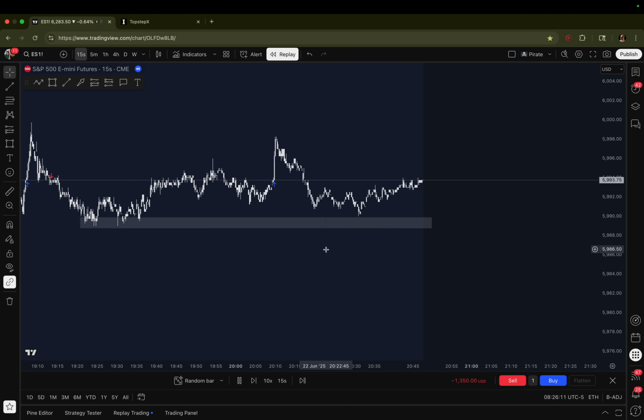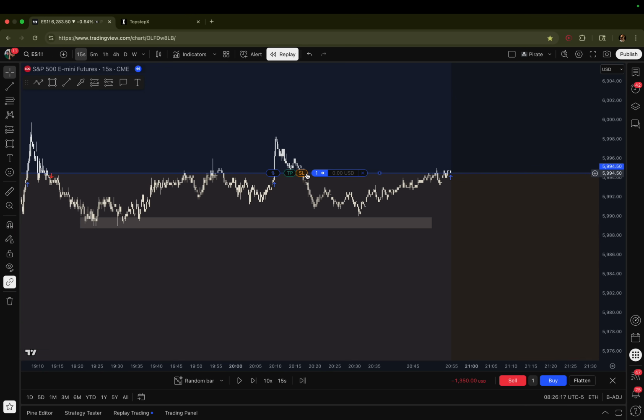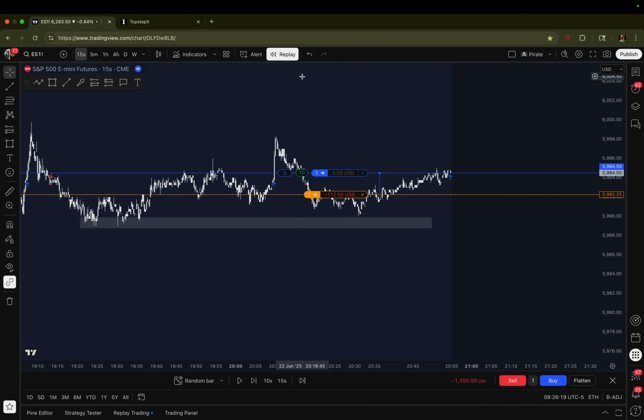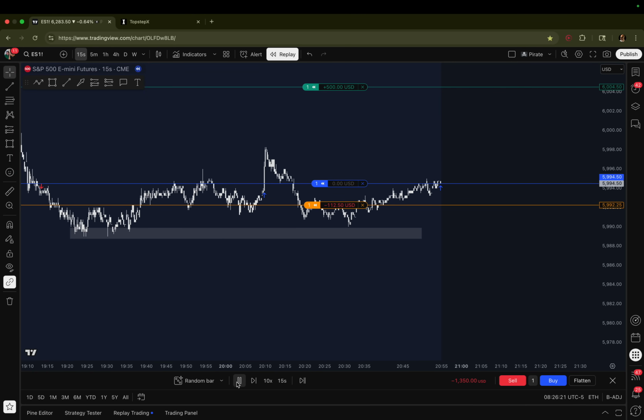Wait for price to continue into profit, or at least continue in a clear direction. This looks like it's going to go up. I'm going to buy. I'm going to put a stop just under one of the recent lows. Target will be somewhere above. We don't know yet. So let's see if we can get something clear here.